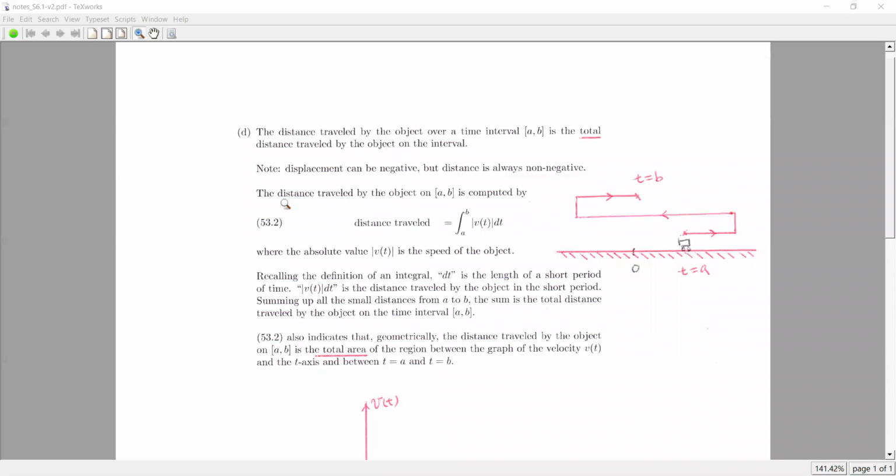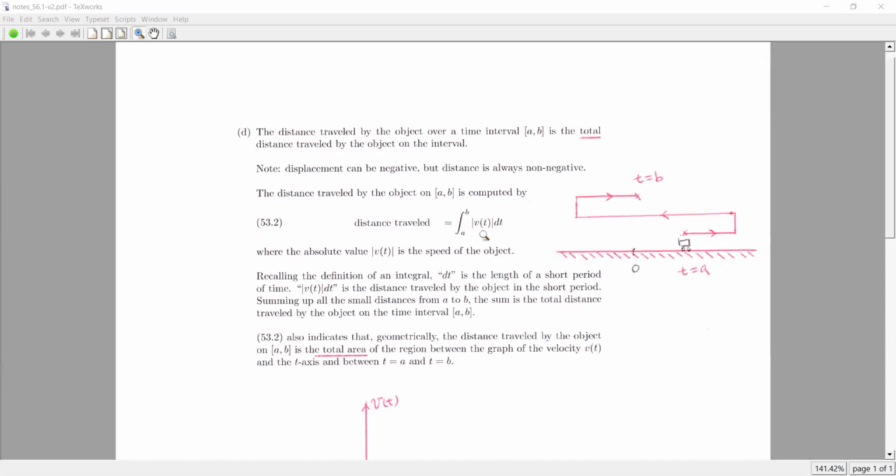The formula to compute the distance traveled by the object on the time interval from A to B is this formula. The distance is equal to the integral on the absolute value of velocity from A to B. Absolute value of velocity is called the speed of the object.